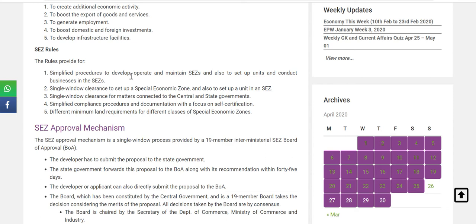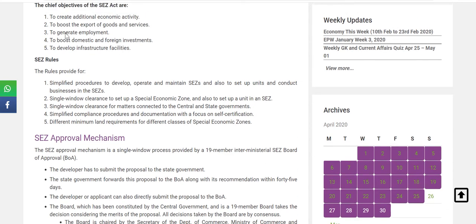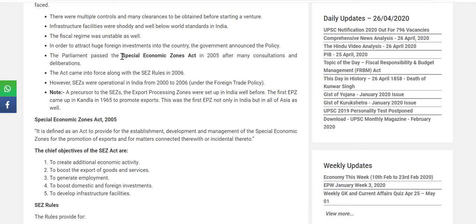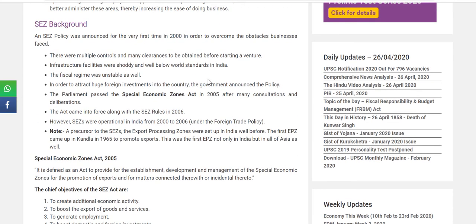and smooth promotion of exports, with different minimum land requirements for different classes of SEZ. SEZs are classified into different classes, so there will be different allocations of land depending on the kind of SEZ it is.